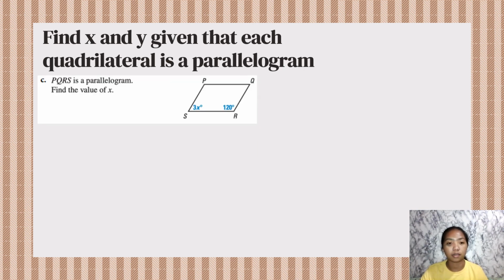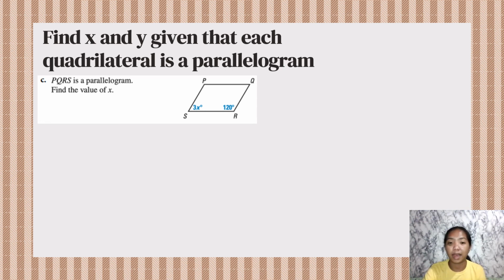Next, PQRS is a parallelogram. Find the value of x. So we have the measure of our angle S is equal to 3x, and the measure of our angle R is equal to 120. Without solving, we can say that the value of angle S is equal to 60. Why? Because adjacent angles are supplementary.